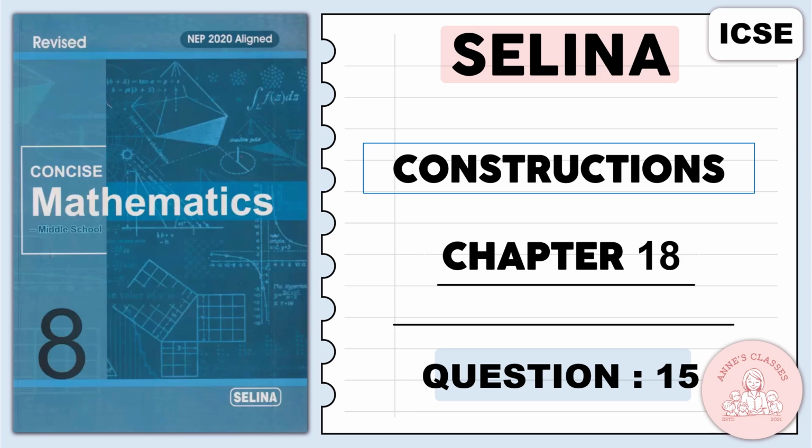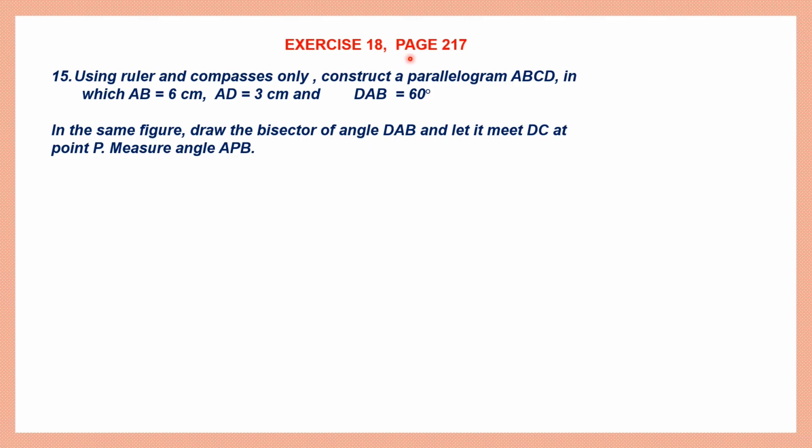Let's do constructions chapter 18, question 15, page number 217. Question 15. Using ruler and compasses only, construct a parallelogram ABCD in which AB is 6 centimeters, AD is 3 centimeters and angle DAB equals 60 degrees. So this is the first part of this question.